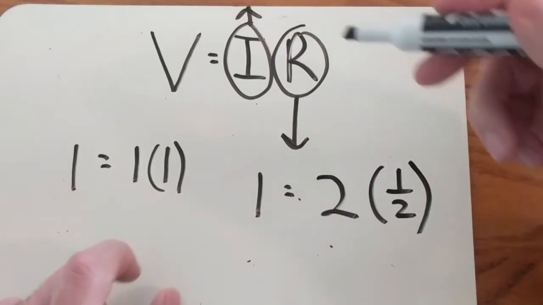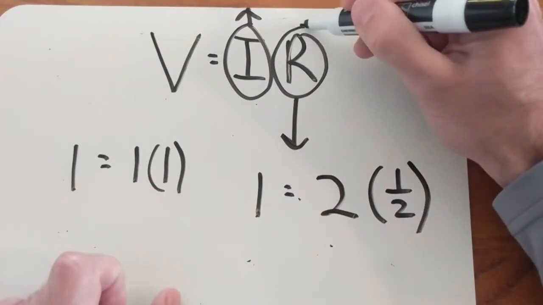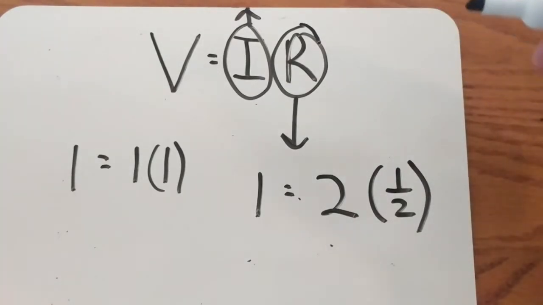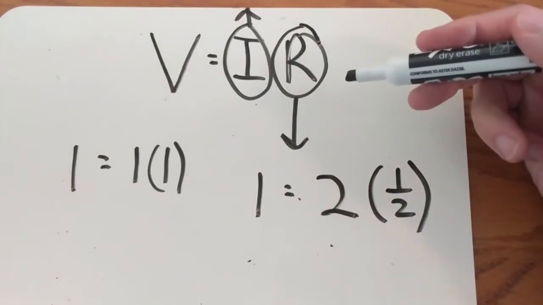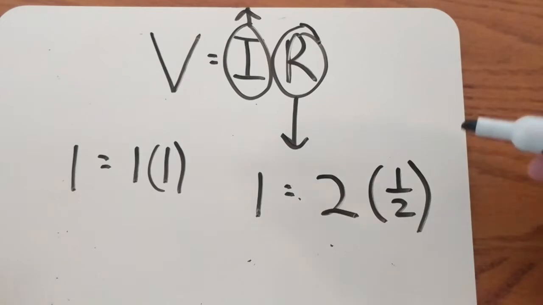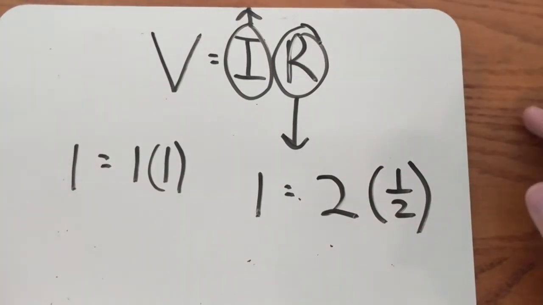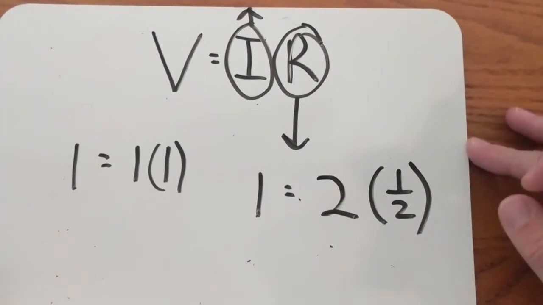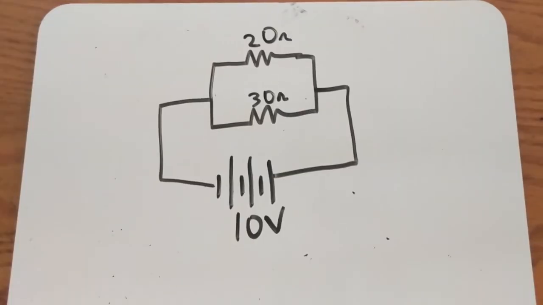All right? So we've seen data, and we've seen an experiment of this actually happening. All right? So let's move on to our second parts here, part B and part C. Part B wants to know how much current is flowing through each resistor.